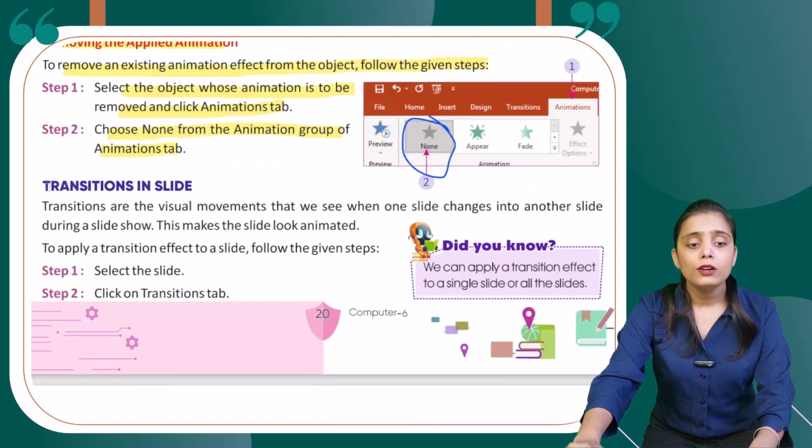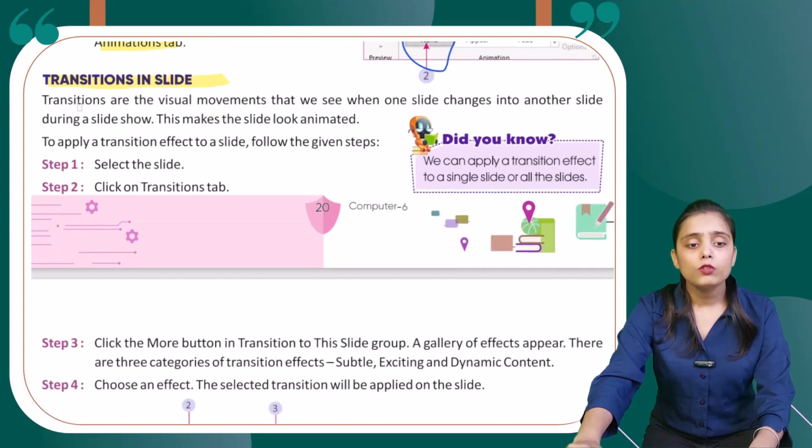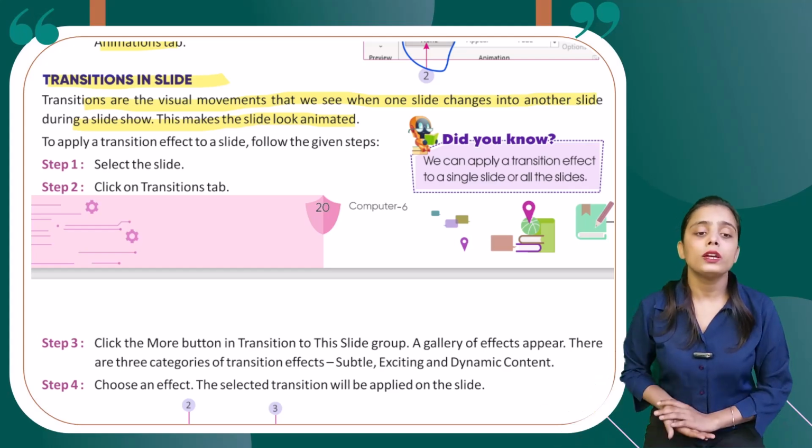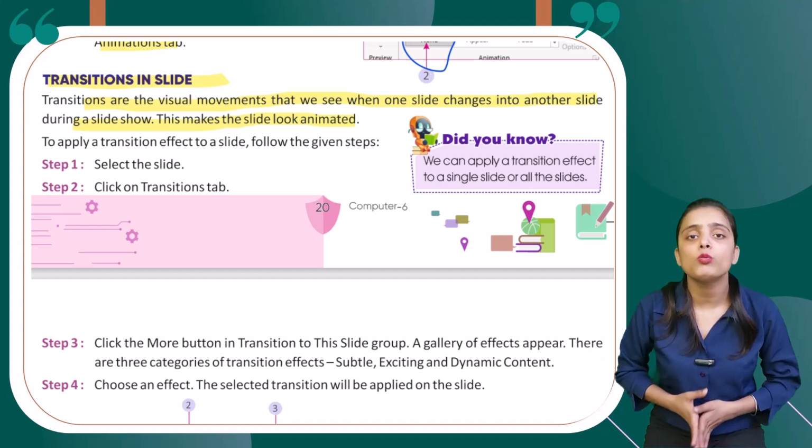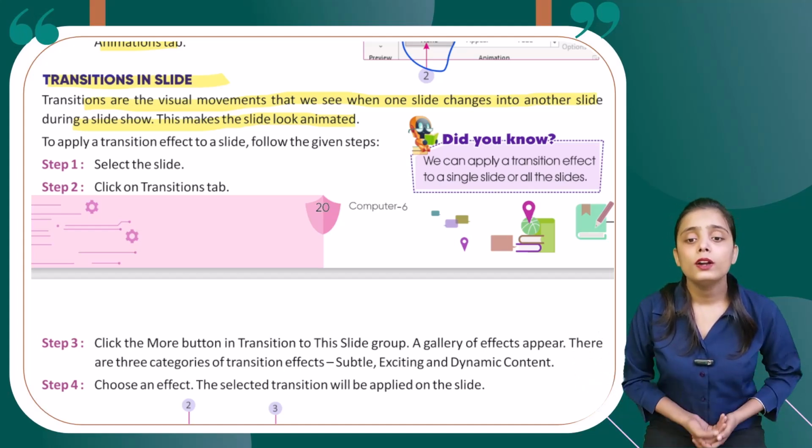Now let's see transitions in slides. So transitions are the visual movements that we see when one slide changes into another slide during a slideshow. This makes the slide look animated. So children, a transition is a visual movement when your one slide is going to another slide, the movement that is visible there, that's called transitions.